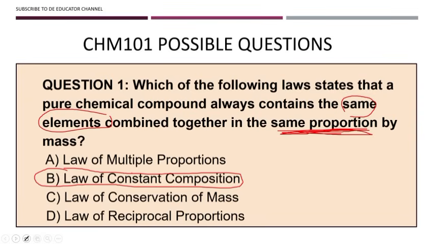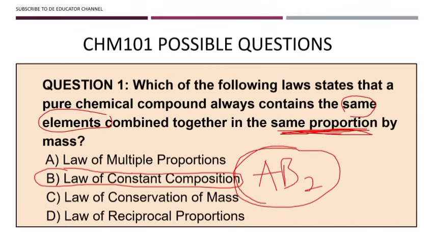So for example, if a compound is produced from water and that compound is AB2, this is the compound. If the compound is produced from urine, it will still be AB2. It will not be AB3. That's the meaning of this law. Once you see this proportion by mass, same composition everywhere, just choose constant proportion and then move on. So this gives you a clue that you must know all the laws, not only this one.